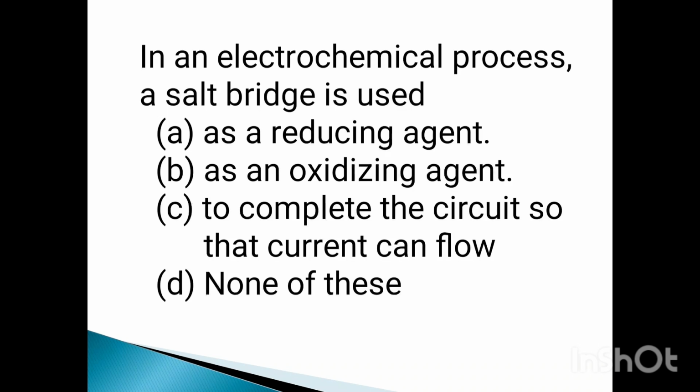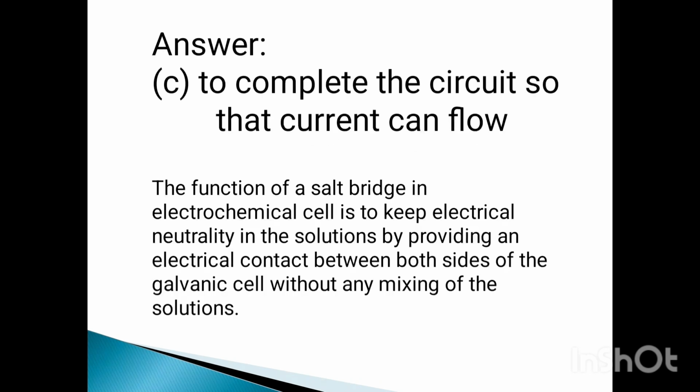Next question. In an electrochemical process, a salt bridge is used as option A, as a reducing agent; option B, as an oxidizing agent; option C, to complete the circuit so that current can flow; option D, none of these. Here the answer is to complete the circuit so that current can flow. The function of the salt bridge in an electrochemical cell is to keep electrical neutrality in the solution by providing an electrical contact between both sides of the galvanic cell without any mixing of the solution. So option C is correct.